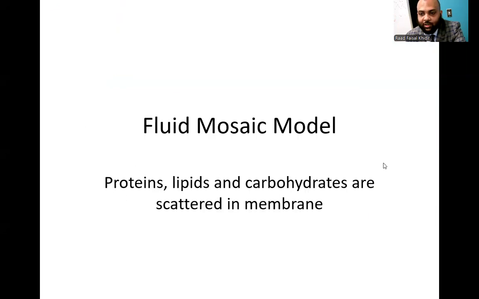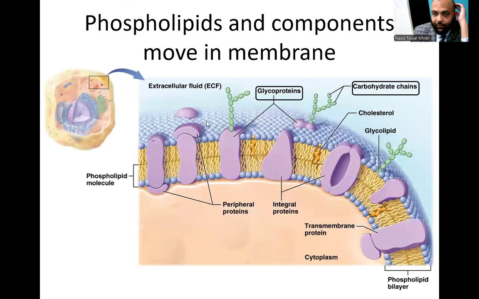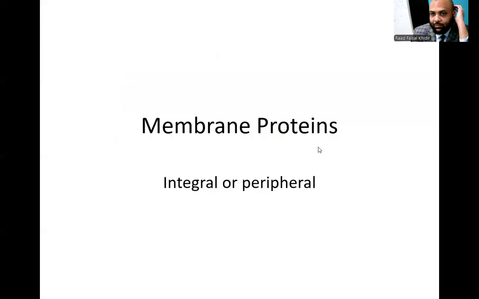So proteins, lipids, and carbohydrates are scattered in the membrane. Phospholipids and components move in the membrane. So these phospholipids are not held in place. They shuffle. They switch from left to right, from right to left. Some of them even flip upside down. So this phospholipid falls down and this one gets up in its place. So this phospholipid bilayer is not held in place like a fence. It is a fence, but it's a moving fence. That's why they call it phospholipid bilayer fluid mosaic model.